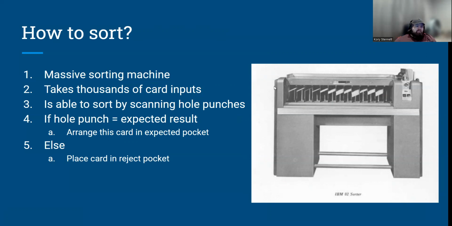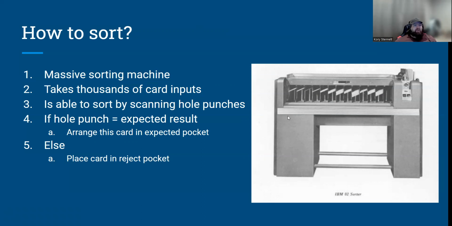So if we find an expected result, this is one of the first branching statements, essentially, in this physical machine. If a hole punch is the expected result, then it's going to go into the expected pocket. Otherwise, else, we're going to place the card into the rejected pocket. That's the first branching statement right there, just a massive physical machine. It's pretty cool. This thing could take in, like I said before, thousands of card inputs per hour.